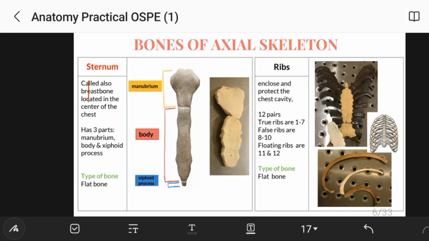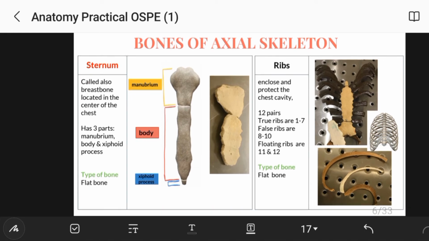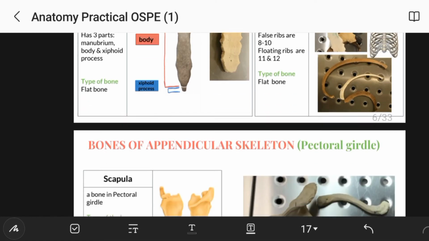Then we have the ribs as you can appreciate in this diagram. These are 12 in number. True ribs are the 1 to 7 ribs. False ribs are 8 to 10. While the floating ribs are the 11 and 12. And they come also under the category of the flat bones.